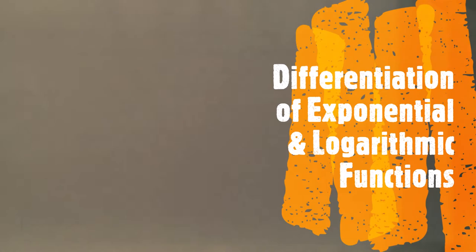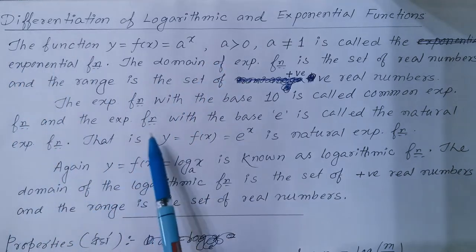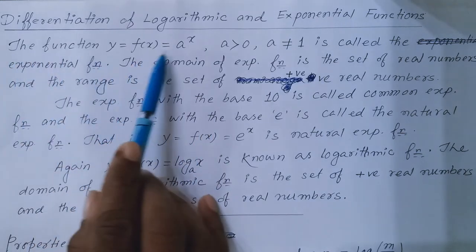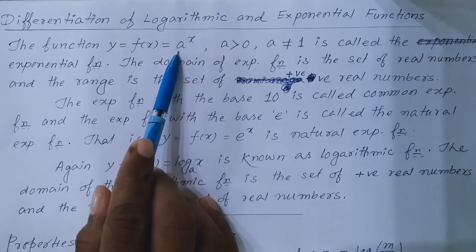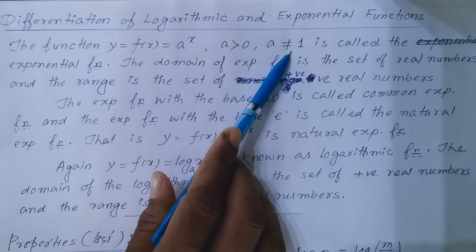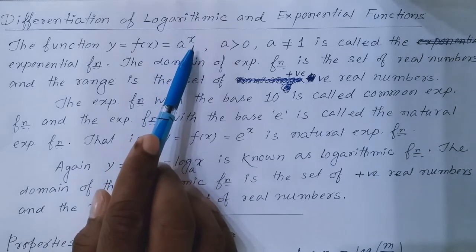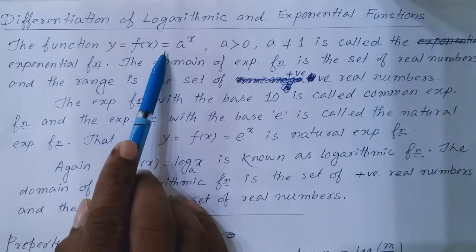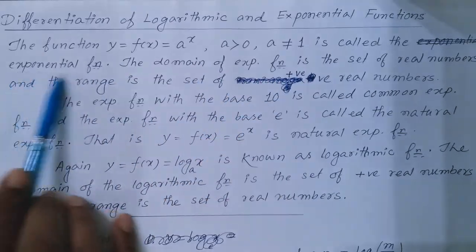The exponential function is defined like this. It is very simple: the function y = f(x) = a to the power x. What is the number a? a is a constant, a positive number greater than zero, but it should not be 1, because if a is 1, then 1 to the power x is obviously 1, and in that case the function converts to a constant function. So a should not be equal to 1. This function is called an exponential function.